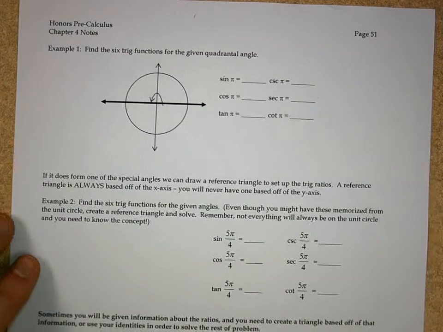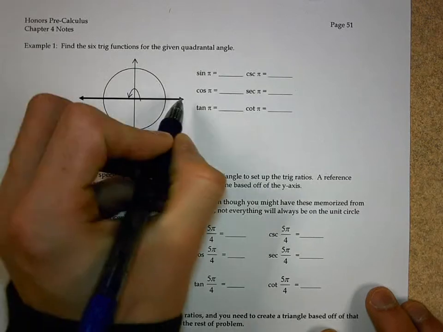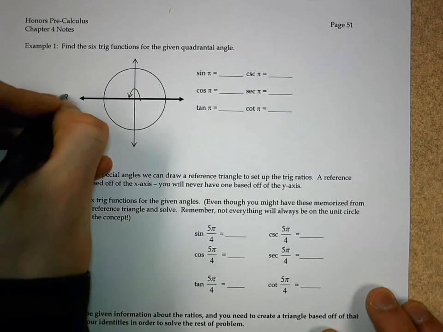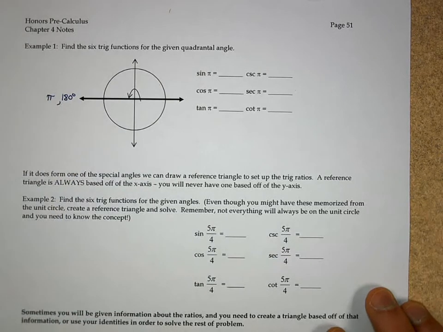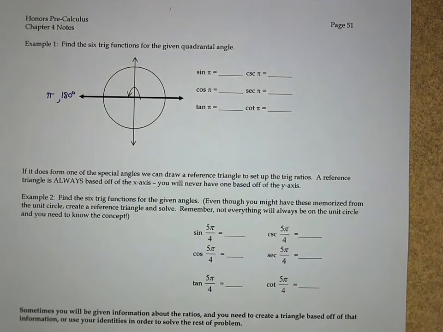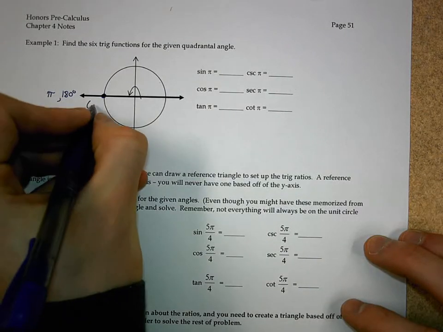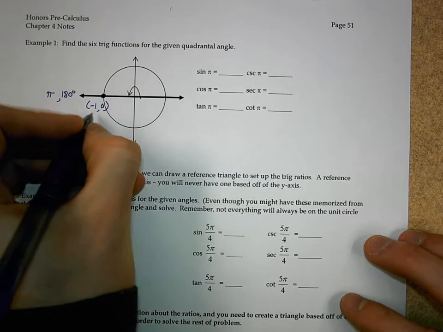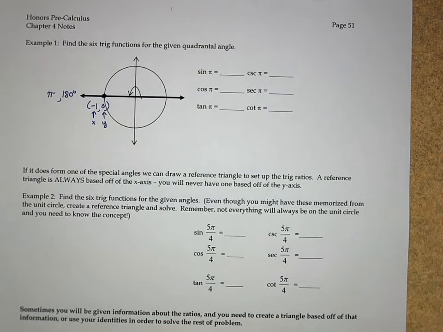Find the 6 trig functions for the given quadrantal angle. And the quadrantal angle here is the straight line, which is going to be 180 degrees, or as we talked about in radians, it's going to be pi. Now, what is the value on the unit circle for the point right here? Well, it's the value -1, 0. -1 being the x value, 0 being the y value.